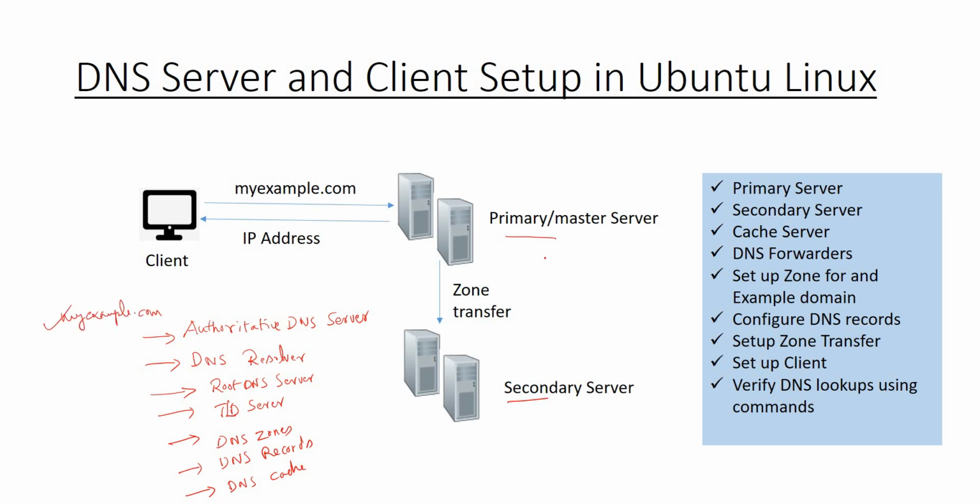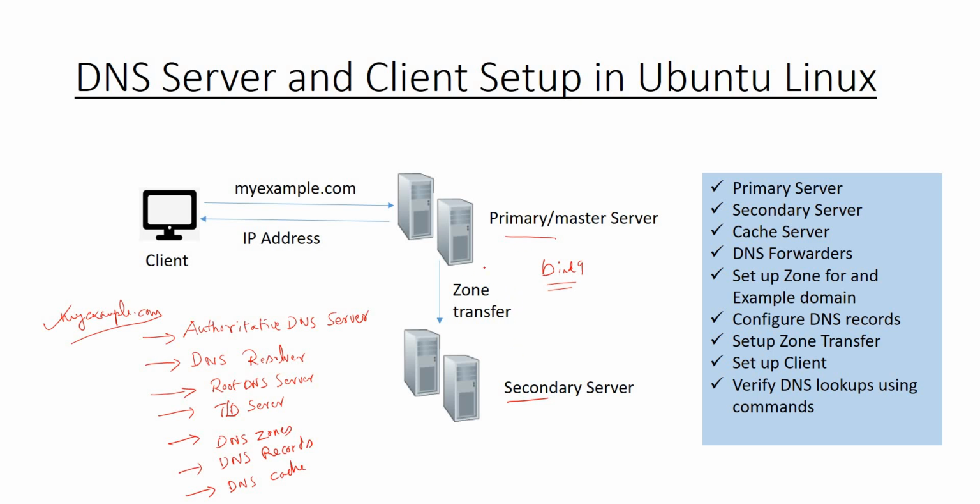Before setting up the zone, we are going to install the DNS server by using the package bind9. After installing the DNS with the bind9 package, we are going to create the DNS zones corresponding to myexample.com. In the secondary server also we are going to install the corresponding DNS server by using the bind9 package, and then we are going to see how the zones would be transferred from primary server to secondary server.